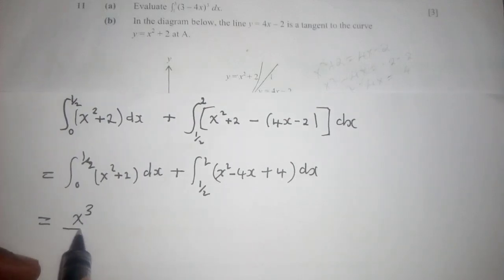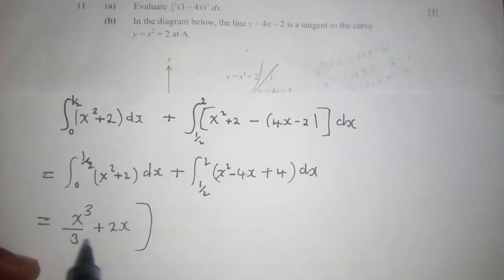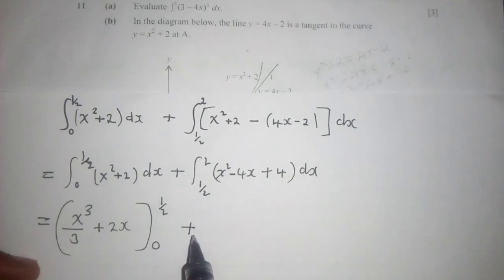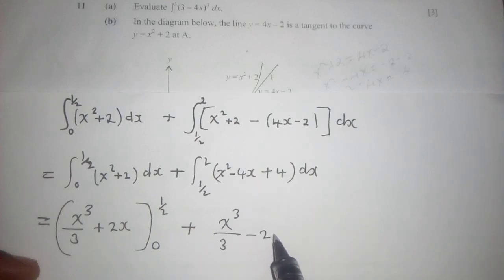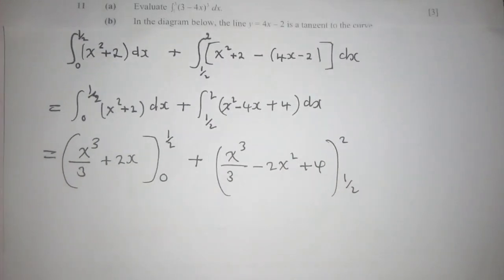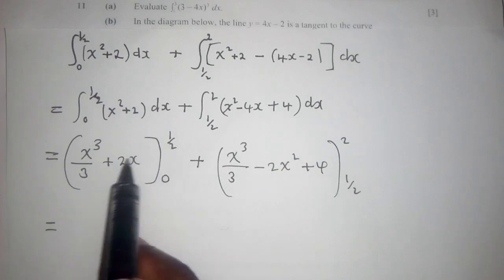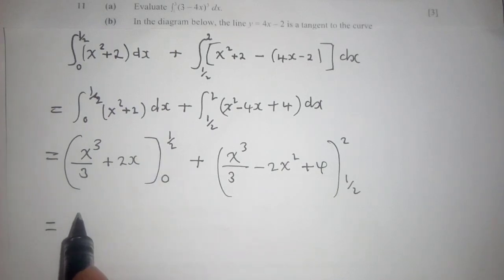Thereafter, you can integrate. You have this here, 2x. The upper limit is like this, the lower limit is like this. Plus, here also you have something like this. That is when you integrate. So now it's the issue of plugging in the limits. So here it will be like this.